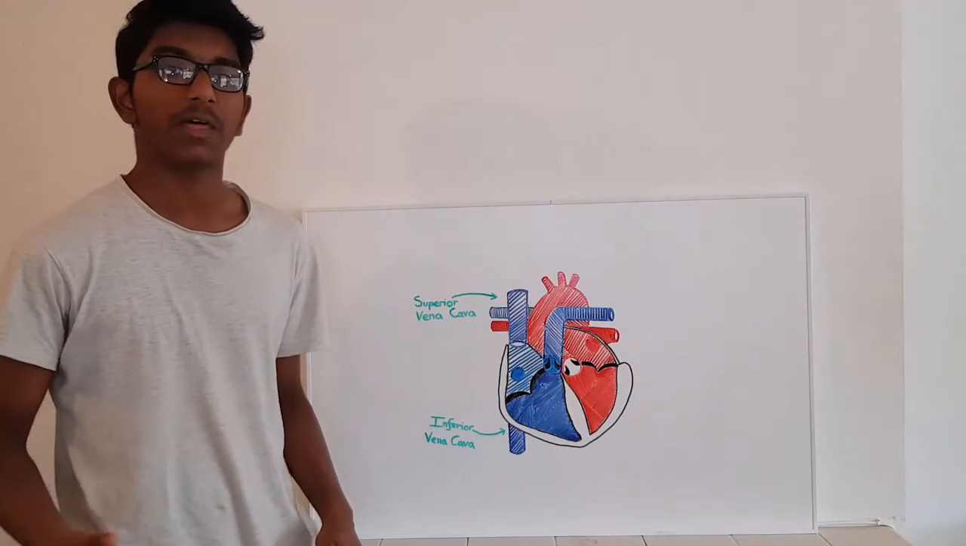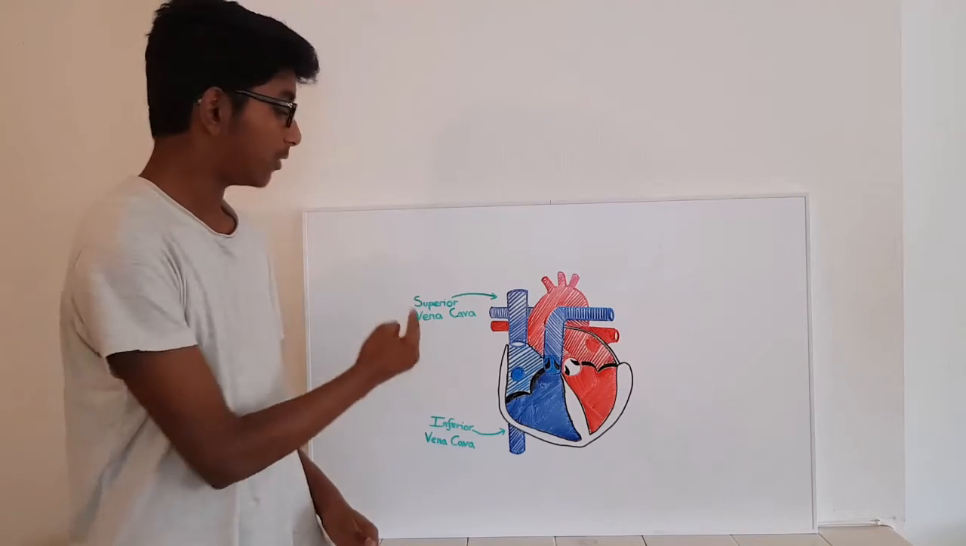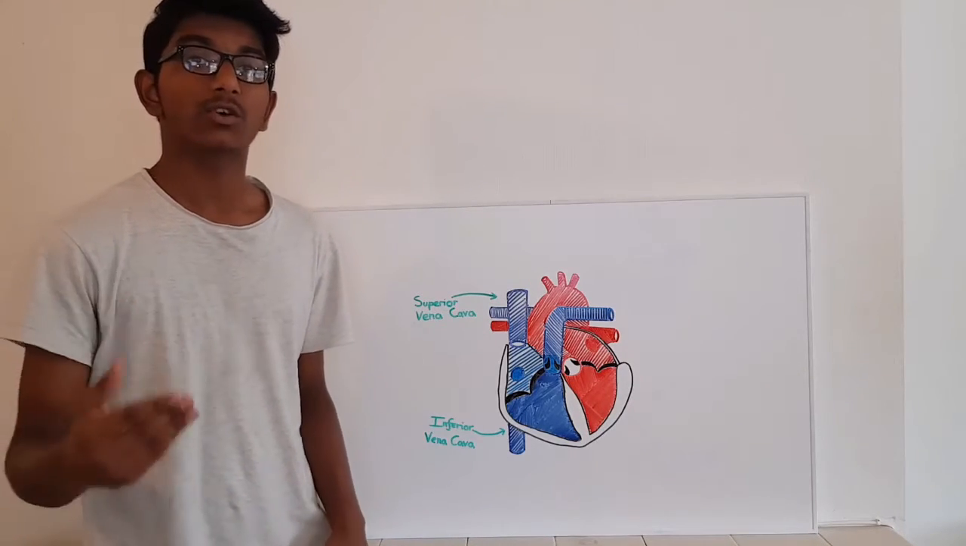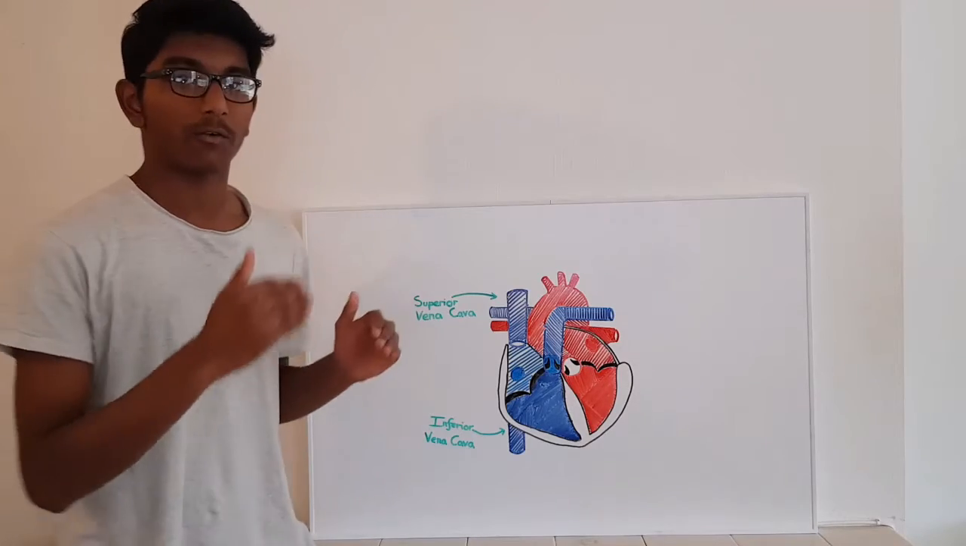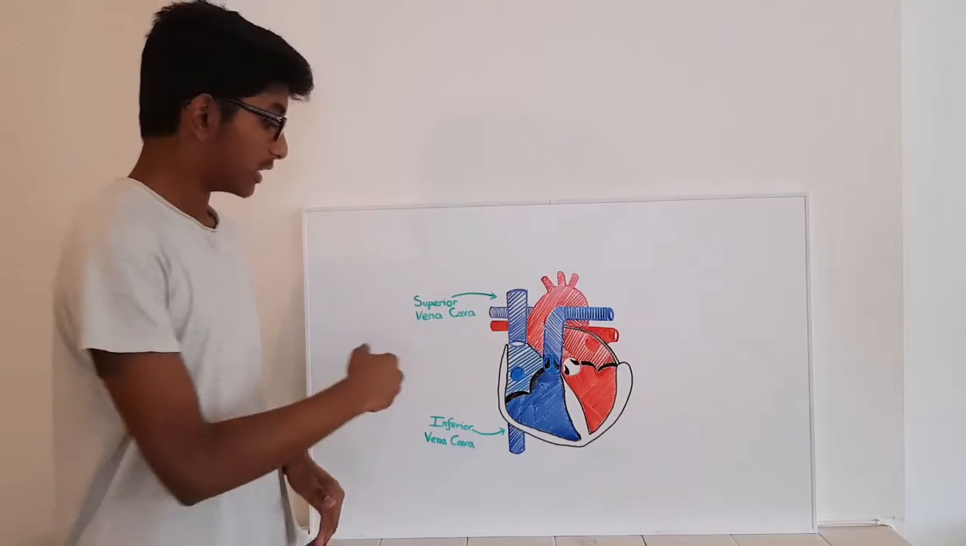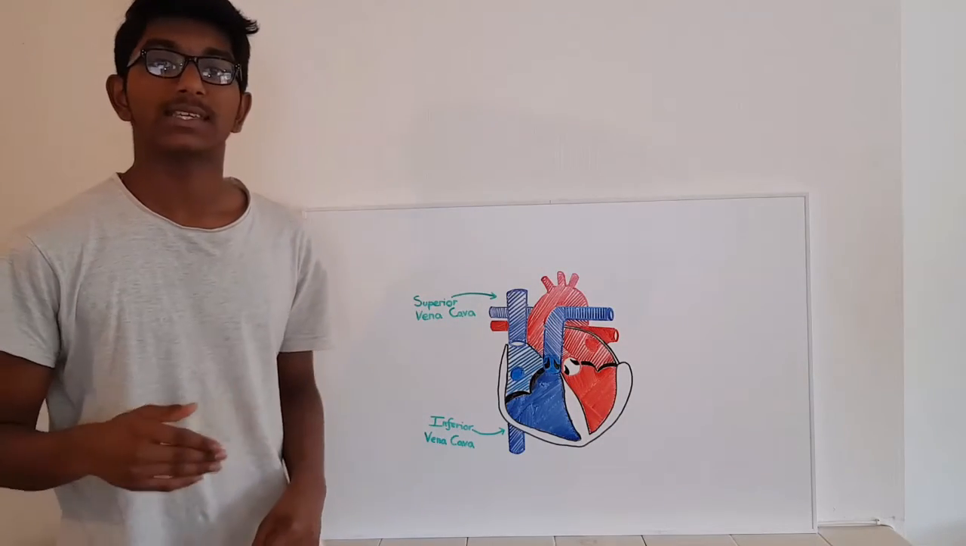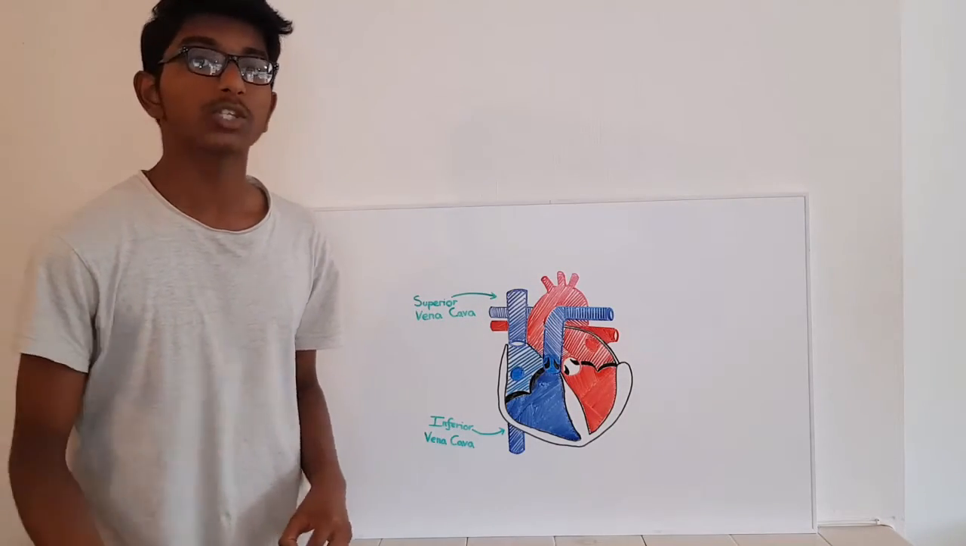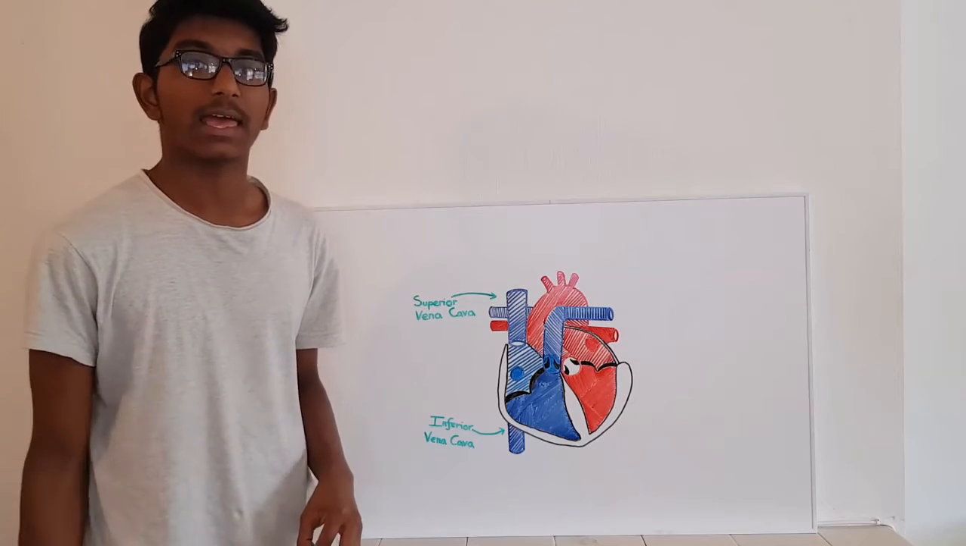This, however, does not mean that the superior vena cava is more superior to the inferior vena cava. No, it doesn't mean that. It means that the superior vena cava brings in deoxygenated blood from the top half of your body, so that's the brain and the arms, while the inferior vena cava brings in deoxygenated blood from the bottom half of your body, so that's your legs and your belly.